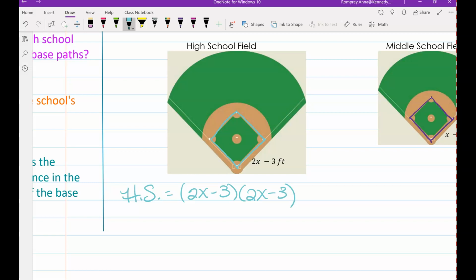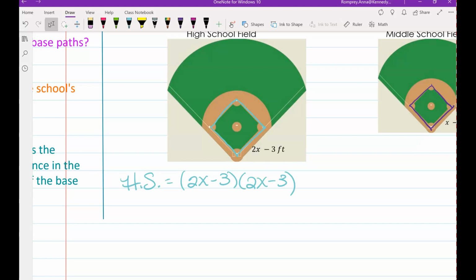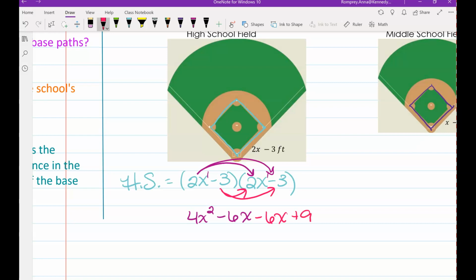Okay, I'm just going to use the distributive property, but if you prefer modeling, you can use that as well. So distributing this 2x times 2x, 2 times 2 is 4. Remember, you have invisible ones, so x times x is x squared because we have 2 x's. So 2x times negative 3 is negative 6x, and now I'll distribute my negative 3. So negative 3 times 2x is another negative 6x, and negative 3 times negative 3 is positive 9.